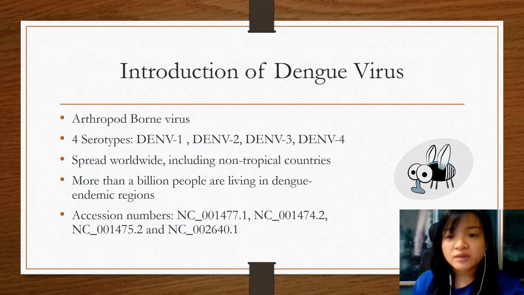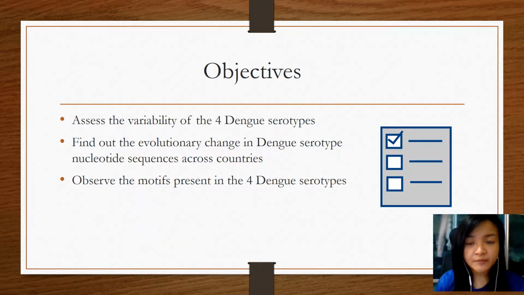For this assignment, we first searched for the DNA sequences of the 4 serotypes from NCBI, and we obtained the FASTA format of the sequences. The accession numbers are as listed. Our main objectives are to assess the variability of the 4 dengue serotypes, and since viruses mutate over time, we aim to find out the evolutionary change in dengue serotype nucleotide sequences across countries. Lastly, we aim to observe motifs present in the 4 dengue serotypes.